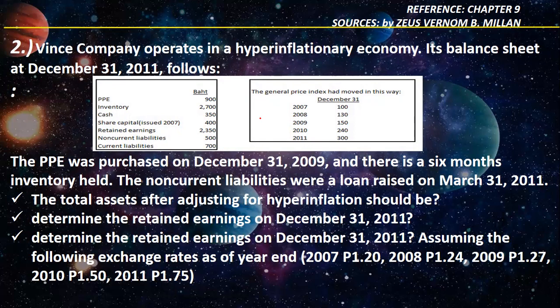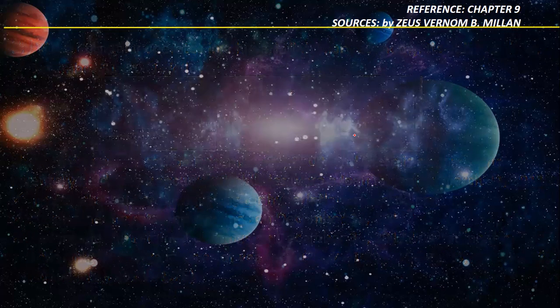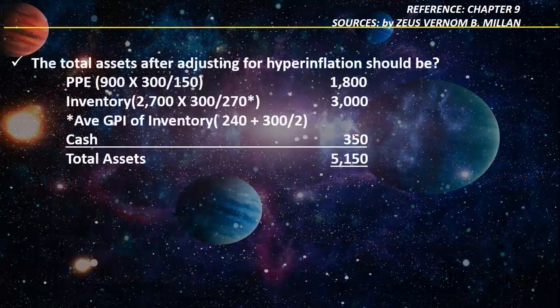Then the 2011. Simply, the simple average is 240 plus the 300 over 2 years. So we get the average of what? 270. That's why our denominator for inventory is 270. So we come up with the 3,000.